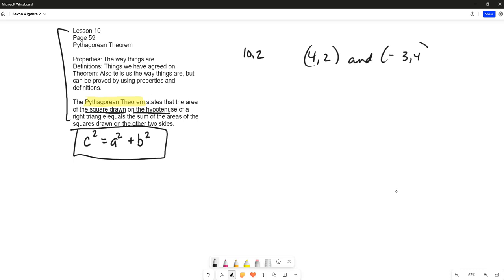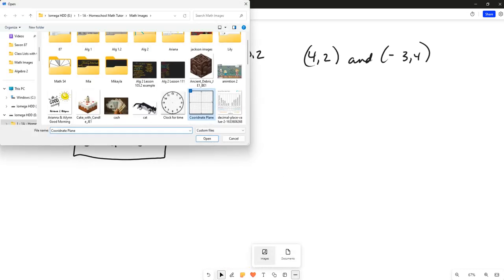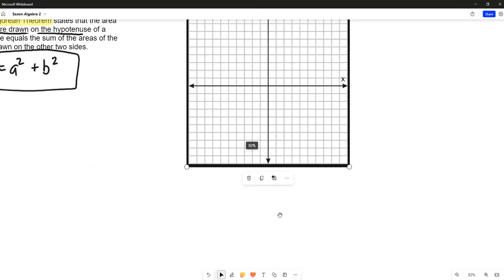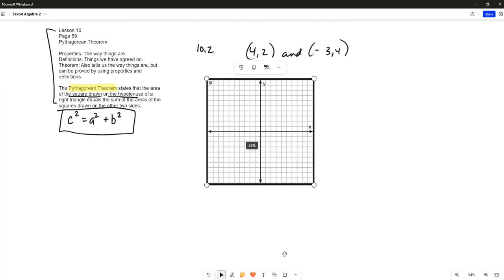negative 3, 4. Okay, so here what they're doing is they're asking us to put this on a coordinate plane and graph it. And then use the Pythagorean theorem to find the distance. Okay, so I'm going to graph 4, 2. So that's 1, 2, 3, 4, up 2.